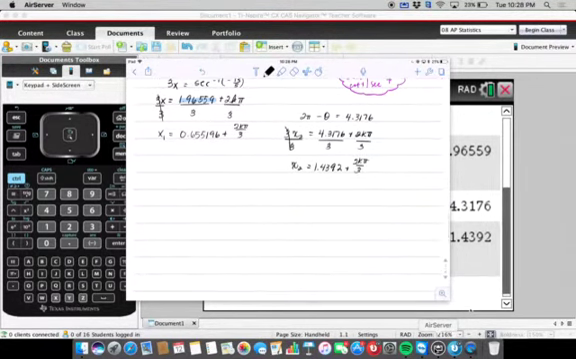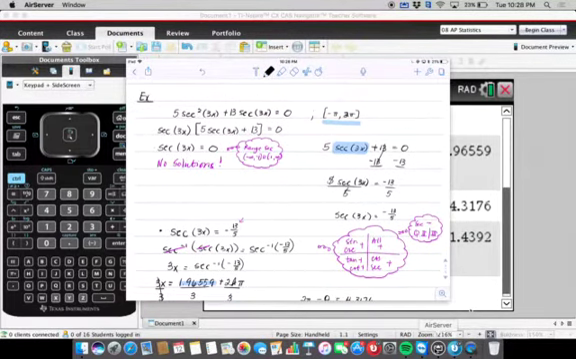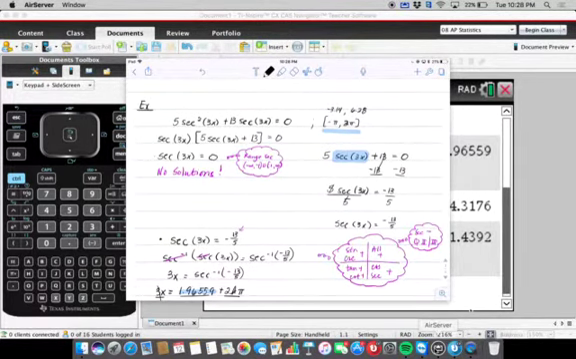All right, now those are our two general solutions. These are our two general solutions. Now, the question itself in this example wanted all solutions from negative pi to 2 pi. If you remember, negative pi is approximately negative 3.14, and 2 pi is approximately 6.28. So I want to find all solutions from approximately negative 3.14 to 6.28.